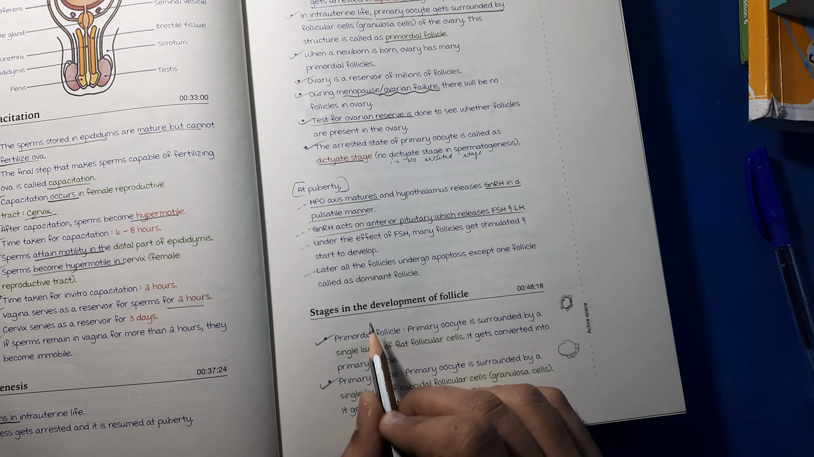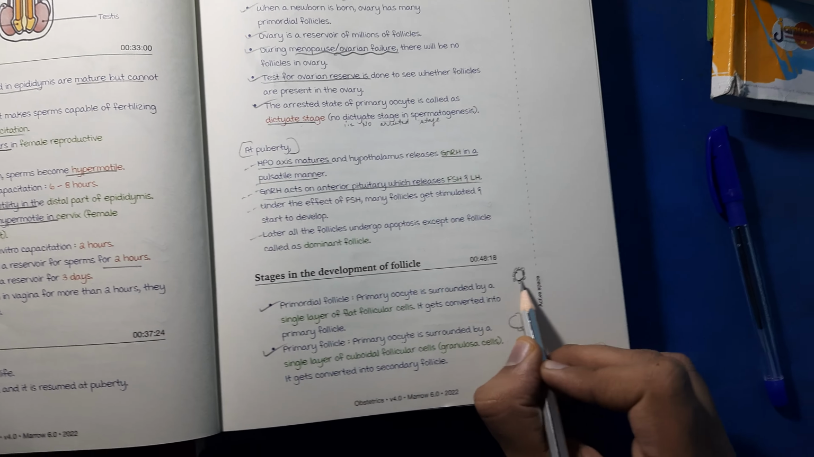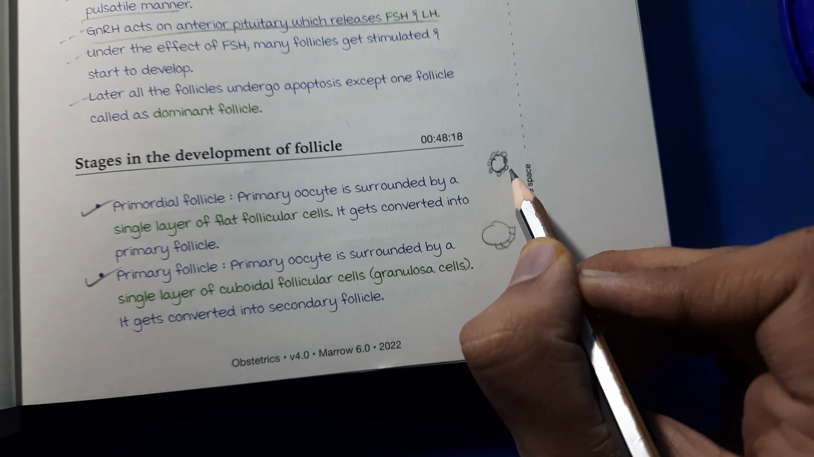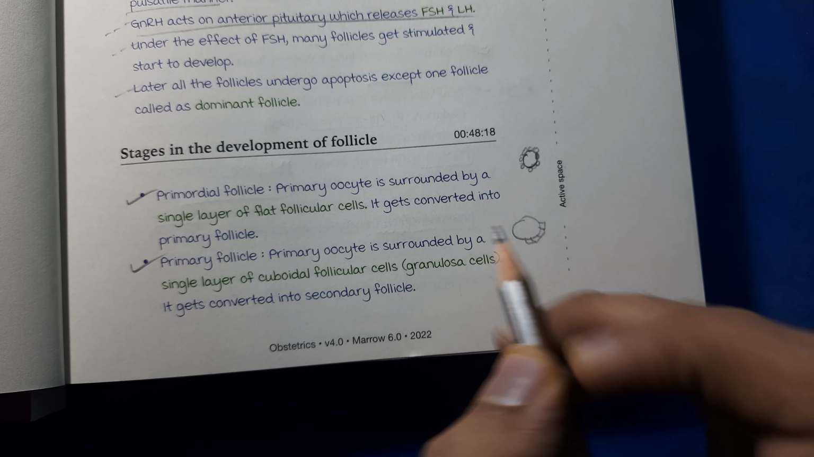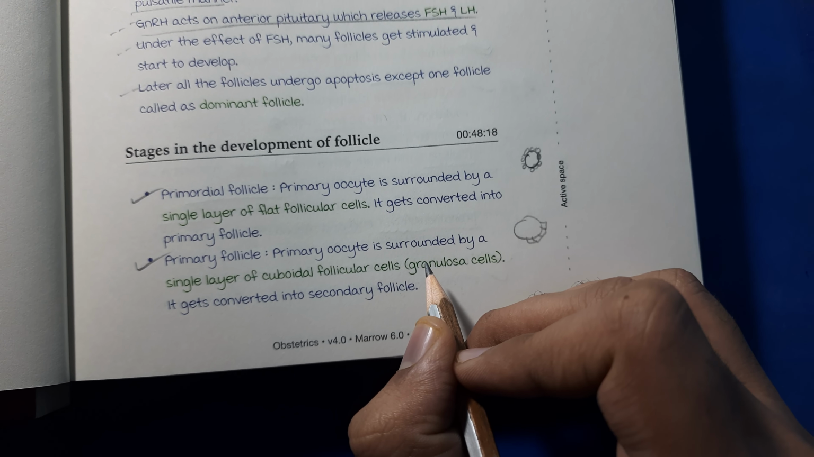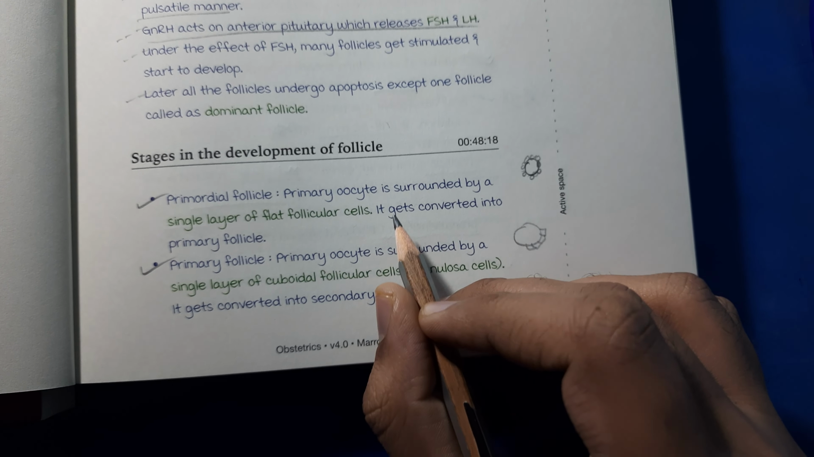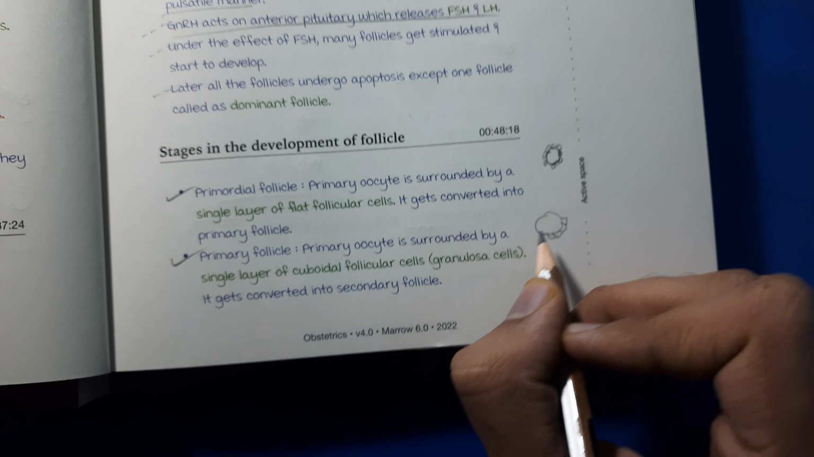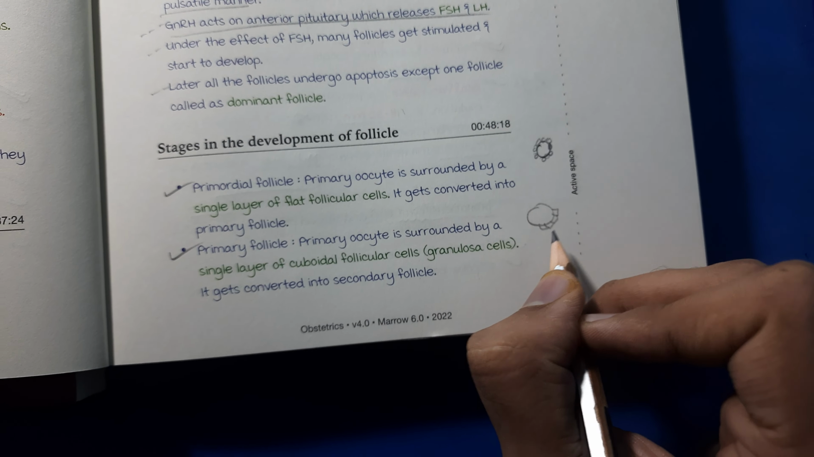The primordial follicle is just the primary oocyte and a single layer of flat follicular cells. Then after stimulation from FSH, some of the primordial follicles will convert to primary follicles. Then the cells become cuboidal.